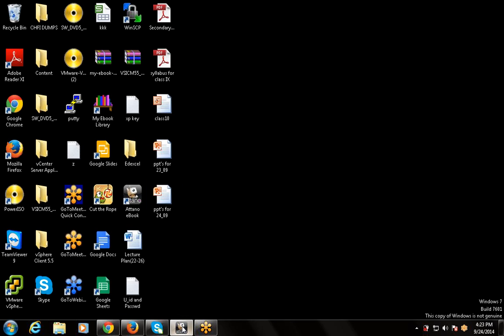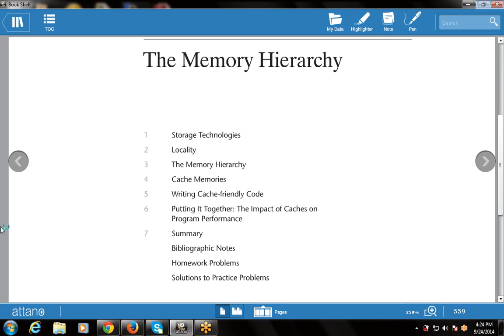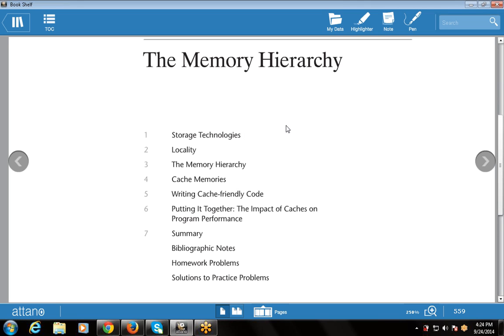Now let's start with the new topic, chapter number 6, memory hierarchy. This is the chapter name. It contains 7 topics. The first topic is storage technologies, that is, what technologies are available for storing data, what the types of memory are, because memory is the same as storage. So storage technology and memory technology are the same thing. If I say storage technology or memory technology, both have the same meaning.